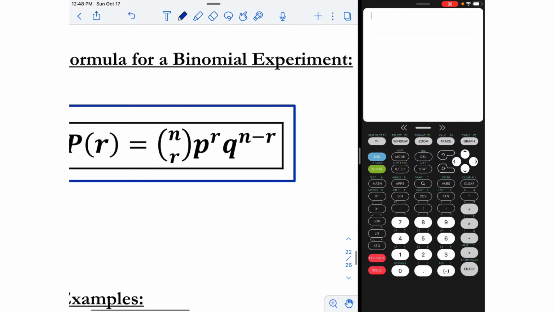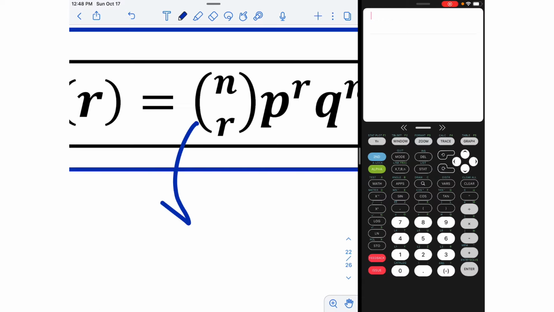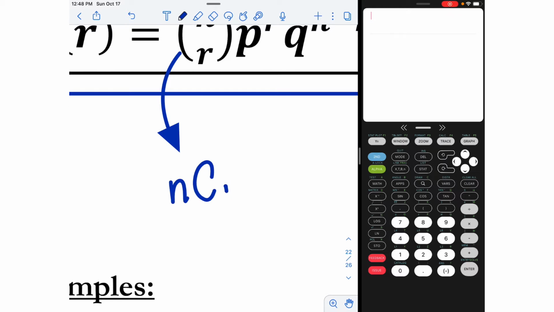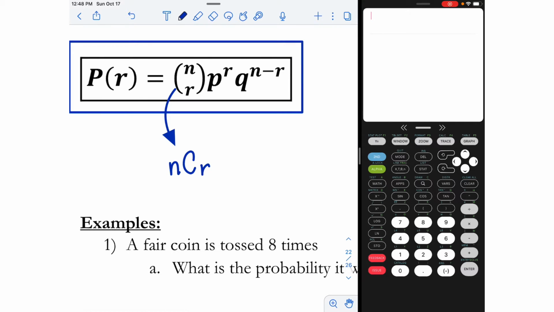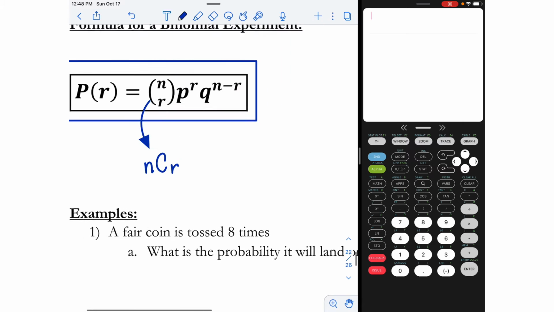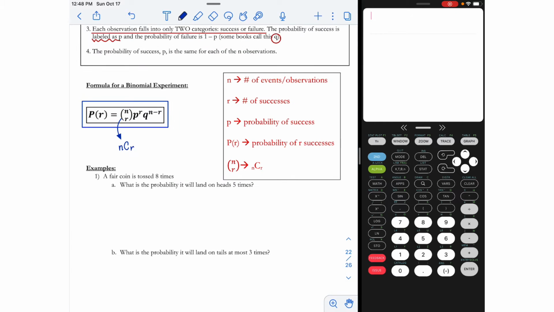Here is the formula. It looks scary. This n over r, it's not a fraction. This is actually nCr. Okay, so that's just another way to write n choose r. So I'm going to write it like this. And then p to the r and q to the n minus r. That's going to be really easy to memorize. Let's talk about the letters and then we'll do our first example.